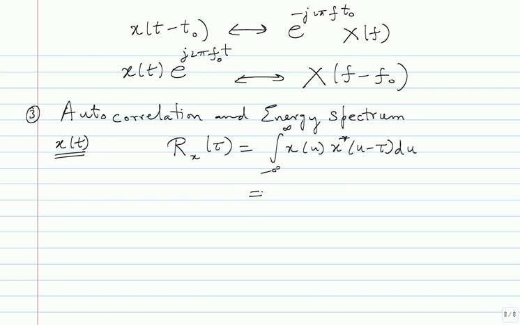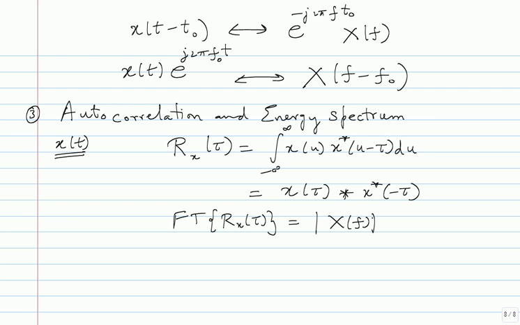You can show, like I said, it's very closely related to convolution. This is x of tau convolved with x star of minus tau. So you send x of t through a filter matched to itself, you get the autocorrelation at the output. That makes a lot of sense. So this is the matched filter, and based on this property one can quickly show the Fourier transform of Rx of tau will be what? Mod X of f squared. Because x of tau will go to X of f, and x star of minus tau will go to X star of f. You multiply the two, you get mod X of f squared.